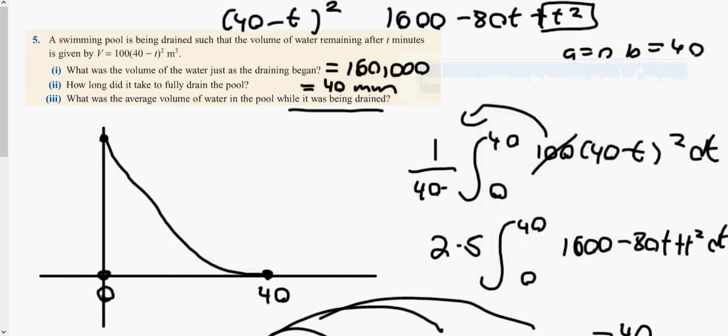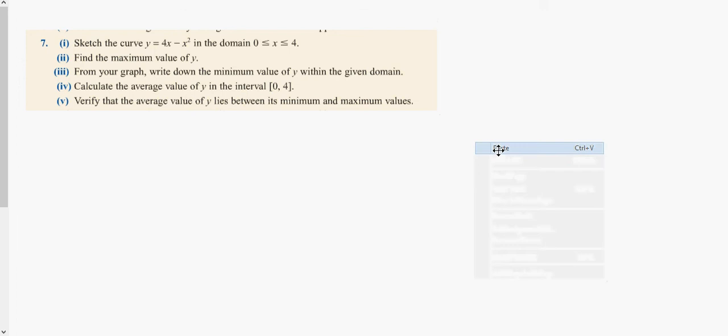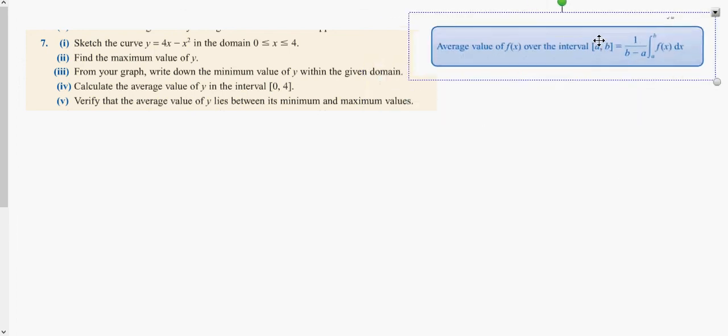Now we're going to move on to question 6. Or sorry, question 7. So what's asked first and foremost is to sketch the curve of y equals 4x minus x squared in the domain 0 less than x less than 4.